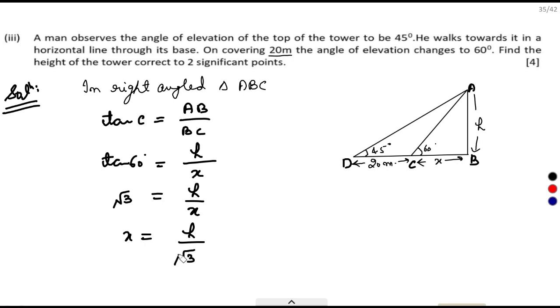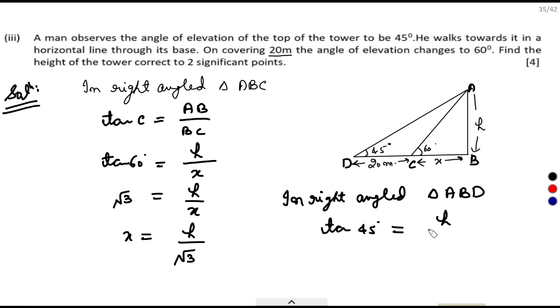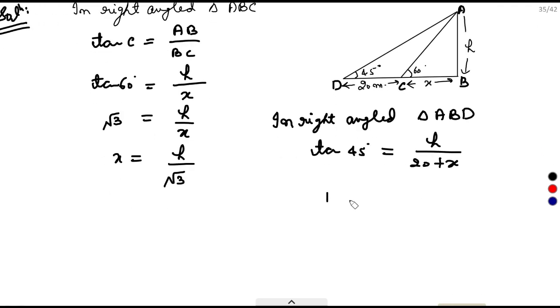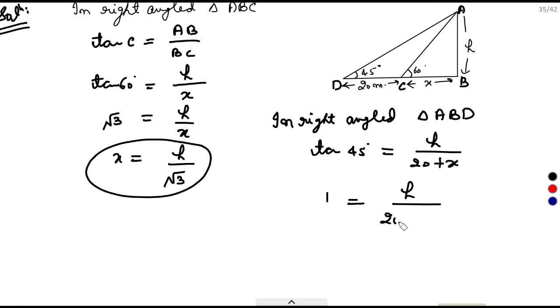Now we are considering triangle ABD. Tan 45 will be equal to perpendicular upon base. Base is 20 plus X. Now substitute the value of X. Tan 45 is 1 and X is equal to H upon under root 3.